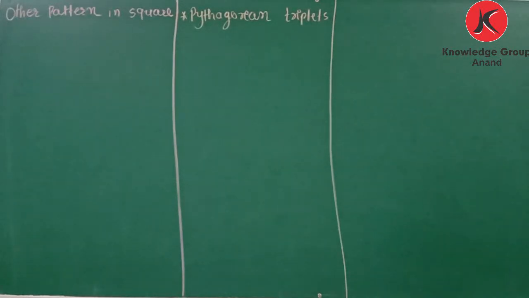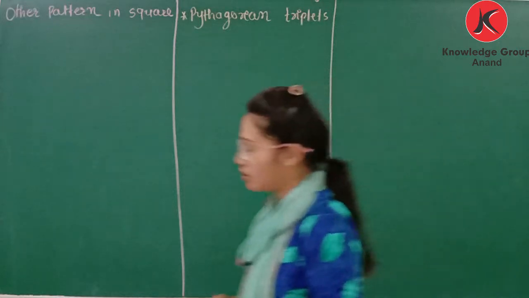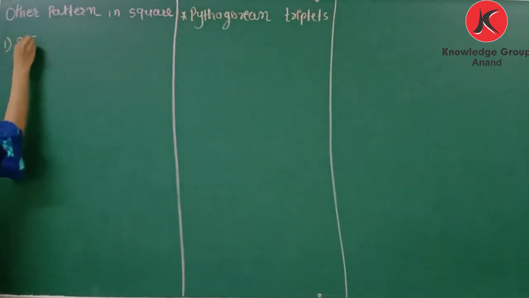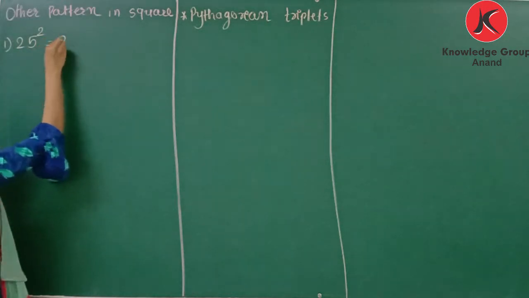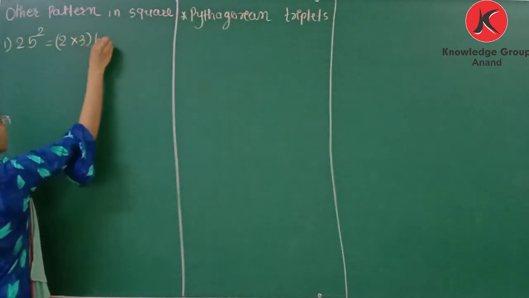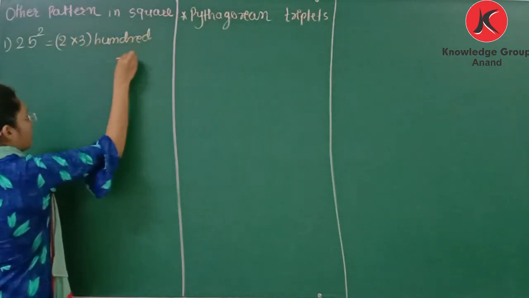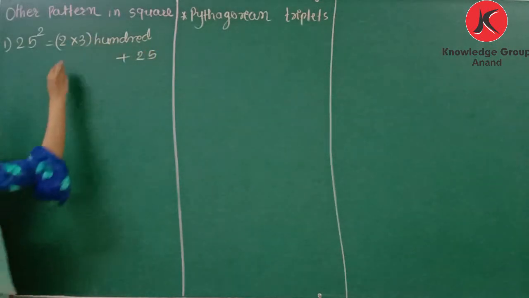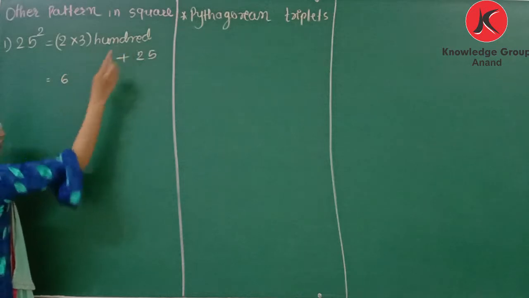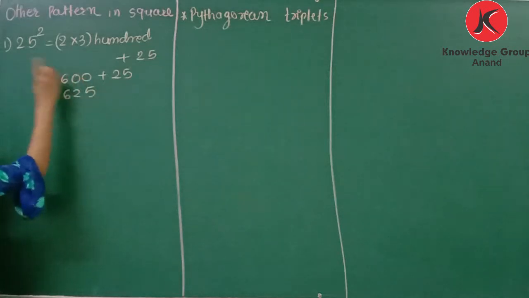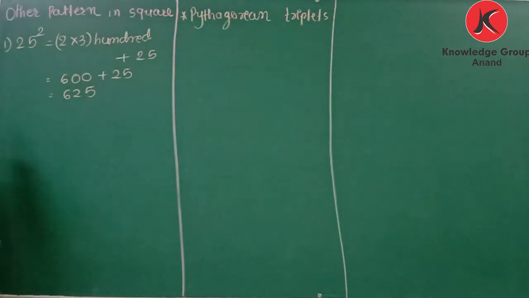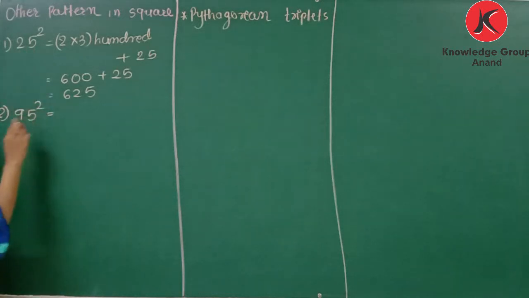Now we will learn some more patterns in squares. If we take 25 square, it can be found as 2 multiply 3, then 100 plus 25. 2 multiply 3 is 6, that is 600, and 600 plus 25 is 625, so 25 square is 625.